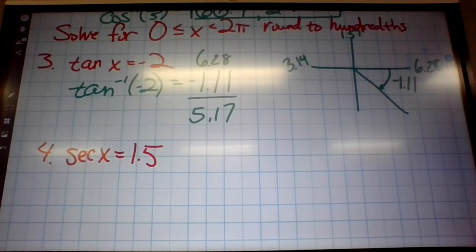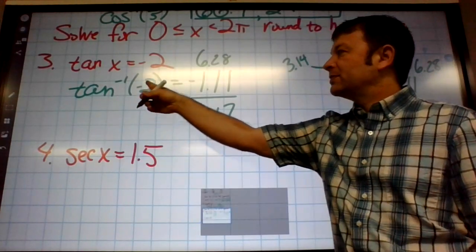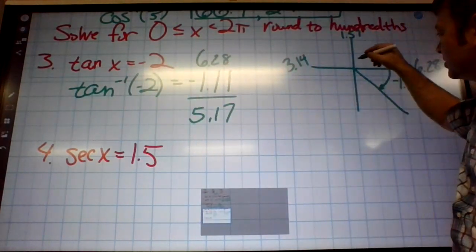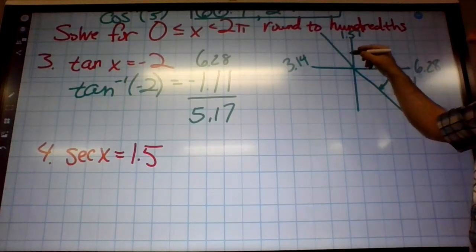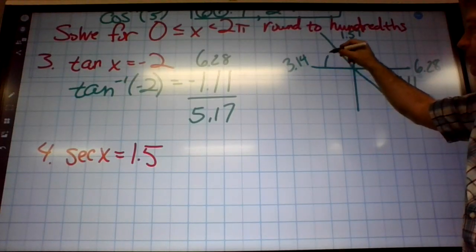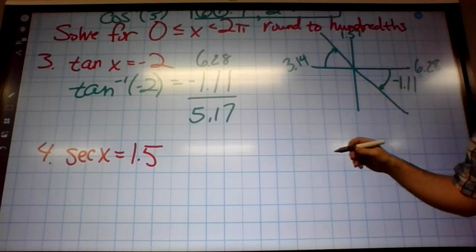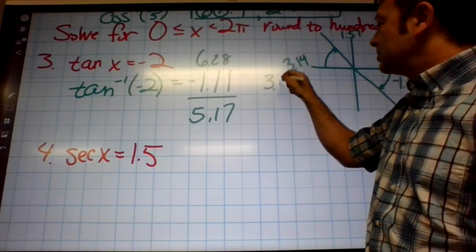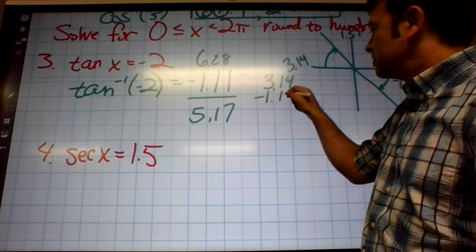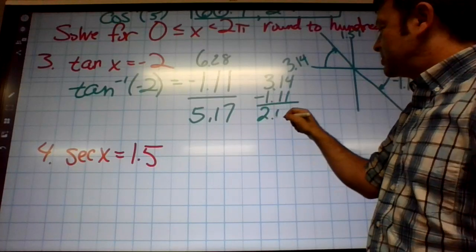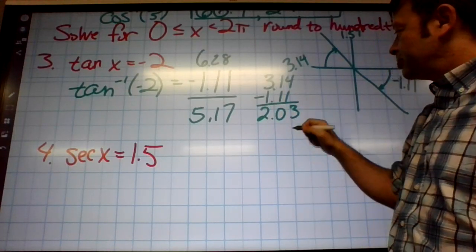Okay. What other quadrant is tangent equal to something negative? The second. So that's here. How do I find a second quadrant angle? 3.14 minus 1.11. Yeah. It's kind of easy to subtract by 1.11.